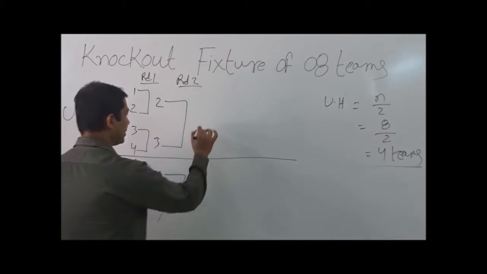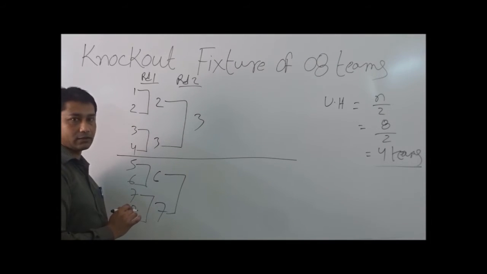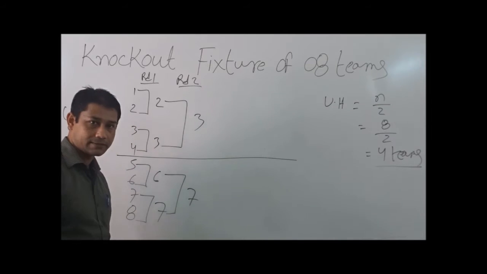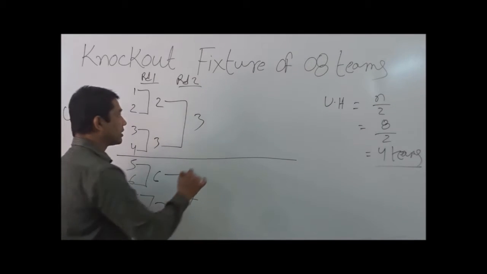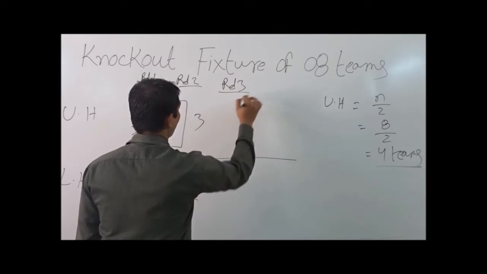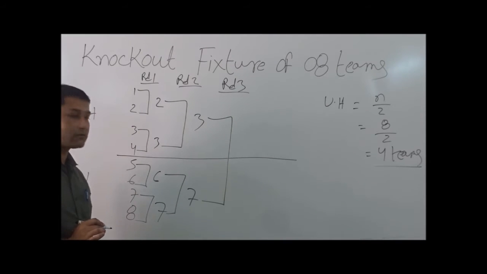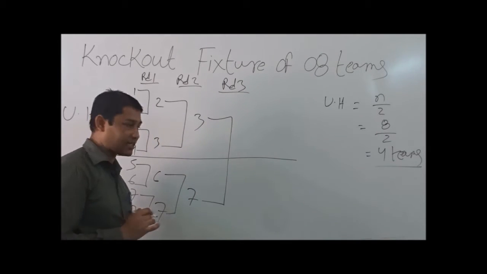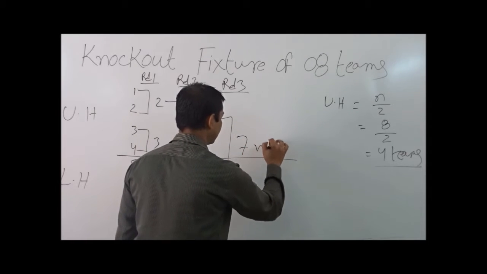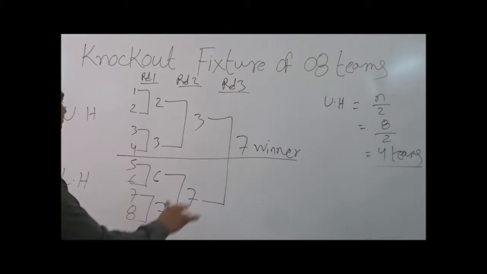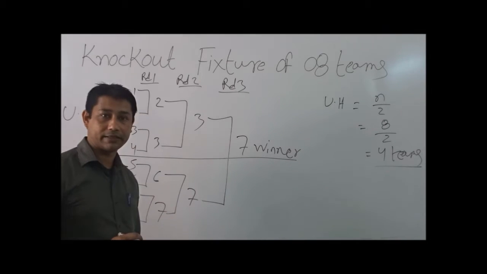Find out the winner again. Say for example, I have taken 3 as the winner of the match between 2 and 3. And in the match between 6 and 7, I have nominated 7 as the winner. So again, round 3. Write on the top, round 3. 3 and 7 will be playing. Out of the match of 3 and 7, 7 is the winner. So this is an example of 8 teams participating in a knockout tournament.